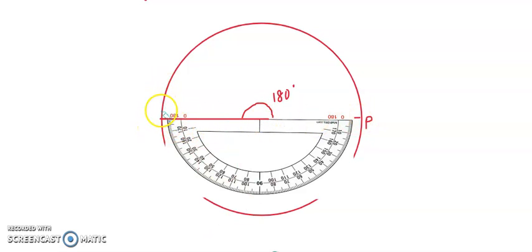Let me say this is R. So OR is the baseline. So I have to start from here. I'll look for the 25. This is 20, 25 is this mark, right? So let me mark 25. Am I right with 25?